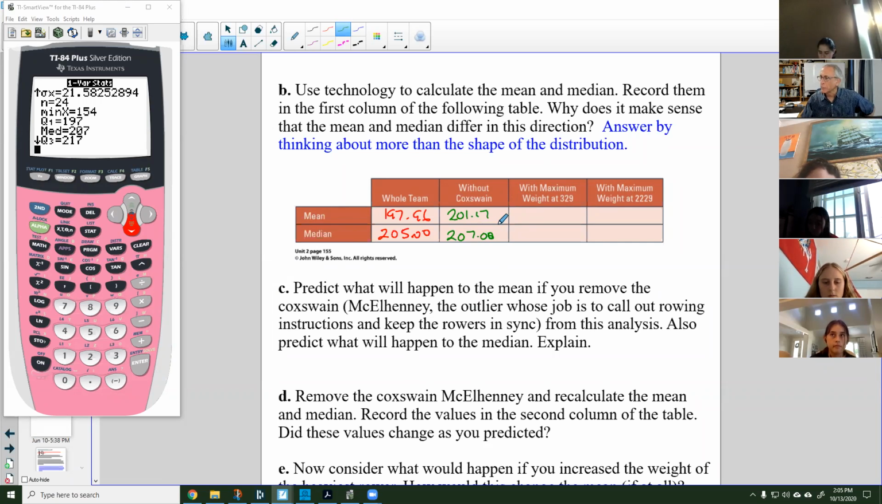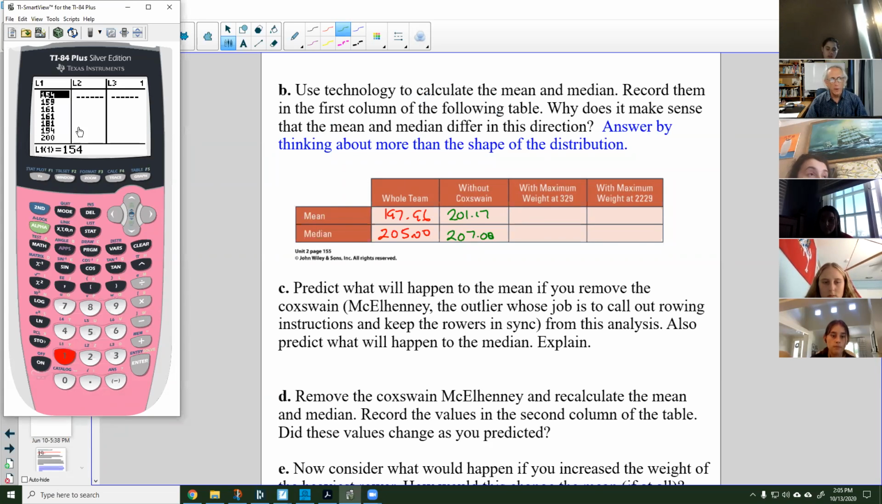Everybody still following? Yes? Okay. I want to put the coxswain back in. There are two ways I can do it. One is I can just reload my data. But the other way, I'm going to show you another way to do it. So I know the coxswain weighed 121. So I'm going to go stat, edit. And you see I've highlighted 154 right there.